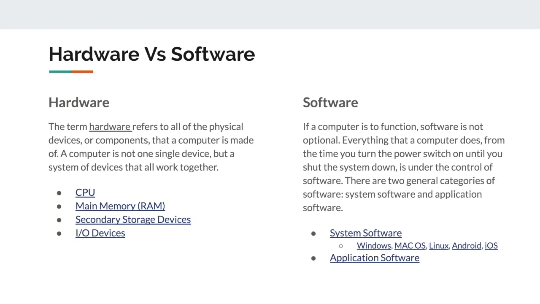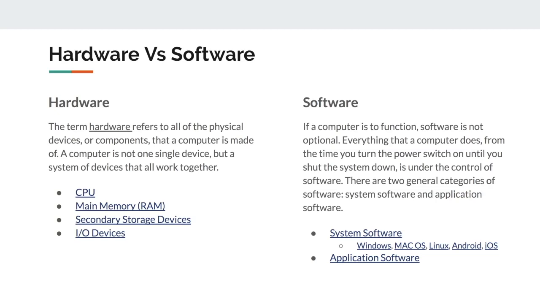Software is the part of the computer that stores all the instructions on how the hardware is supposed to perform its task. So basically software breaks down into two specific parts. You've got system software and application software.